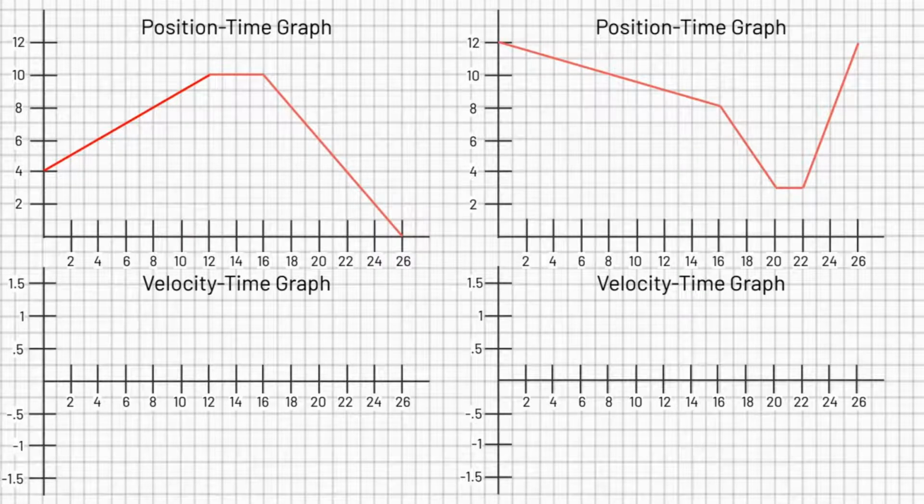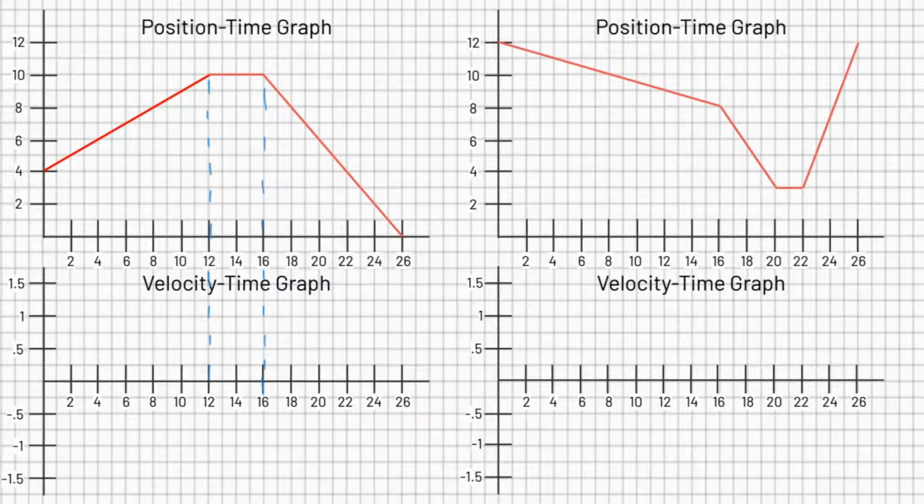Alright, so the purpose of this lesson is to show how to draw a velocity time graph based on a position time graph and how to draw a position time graph based on a velocity time graph. So the first thing we're going to do is draw a little dotted line down here from the transition points on the position time graph onto the velocity time graph, so we know exactly where our graph transitions.